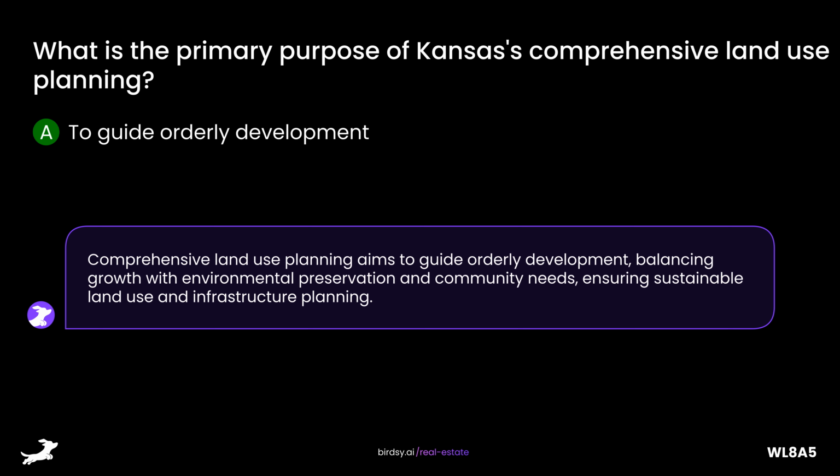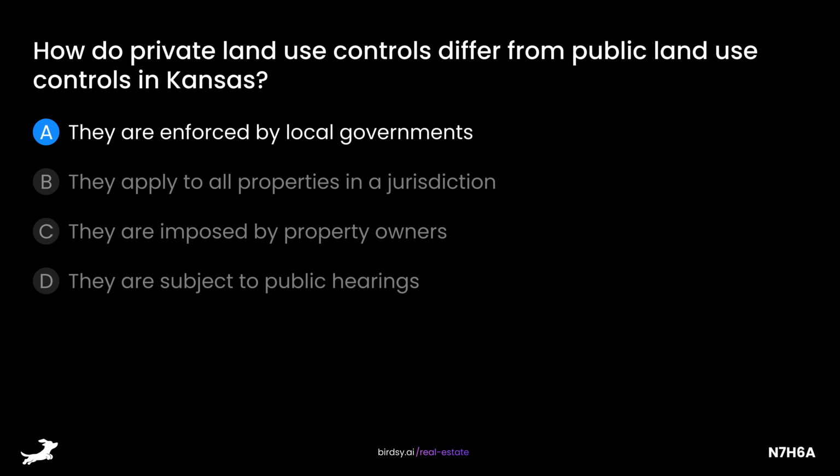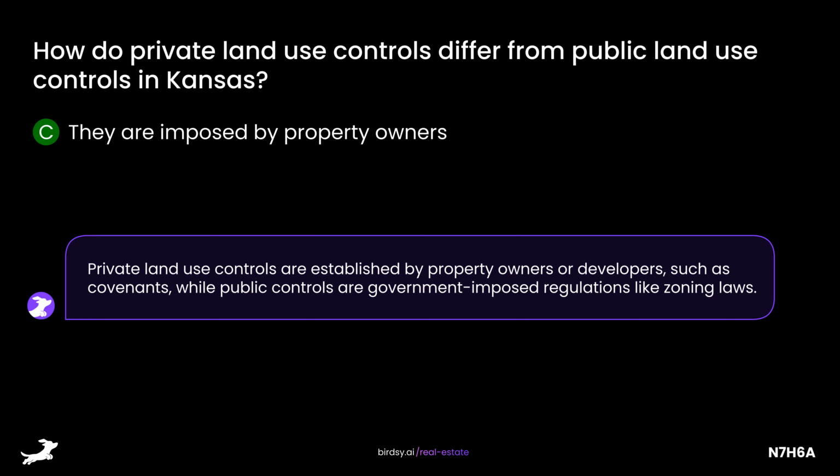How do private land use controls differ from public land use controls in Kansas? Is it A, they are enforced by local governments, B, they apply to all properties in a jurisdiction, C, they are imposed by property owners, or D, they are subject to public hearings? The answer is C, they are imposed by property owners. Private land use controls are established by property owners or developers, such as covenants, while public controls are government-imposed regulations like zoning laws.